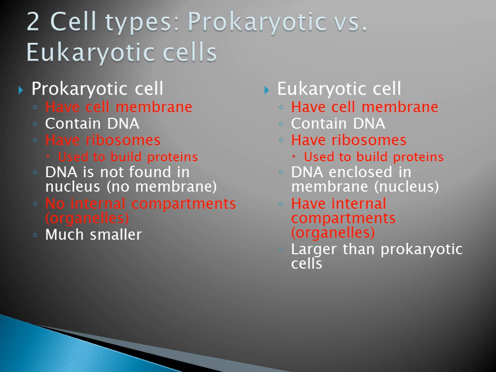Take a look at a couple examples. Bacteria and archaea are typical prokaryotic cells. These are made up of prokaryotic cells. Organisms that are made up of eukaryotic cells are pretty much everything we're more familiar with. Plants, animals, fungi, protozoans. Protozoans are like those amoeba that we looked at, or paramecium that we looked at earlier.